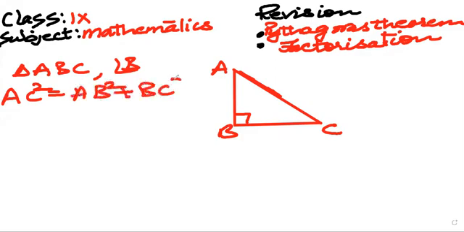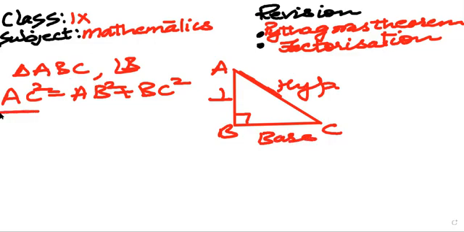I repeat, in a right angle triangle, the side opposite to 90 degrees is called the hypotenuse. AB is called the perpendicular and BC is called the base. So according to Pythagoras theorem, the square of the hypotenuse, that is AC square, will be equal to the sum of the squares of the other two sides, that is AB square plus BC square.